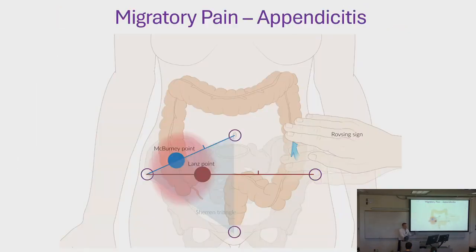Okay. All right, and then migratory pain. So again, very common presentation. Periumbilical pain localizing to the right lower quadrant over time, usually with a fever, with some nausea, some vomiting, some abdominal inflammation. Questions there? Cool.